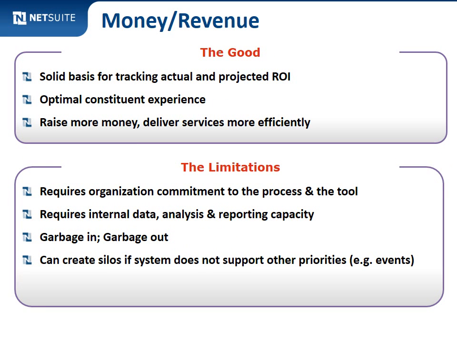So going to the good, I actually can track actual and projected ROI, which means I can now take actions that are the best stewards of my donor money. I can deliver an optimal constituent experience. So in the relationships mode, I might be really good at following up with everybody, but I might be spending huge amounts following up with everybody, whereas I only should be following up with the people who need the follow-up.